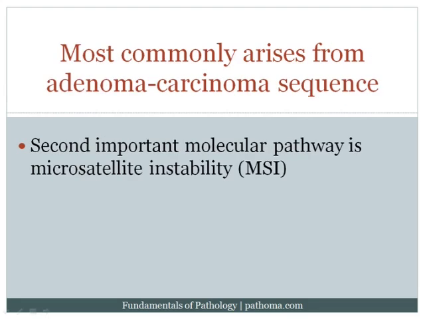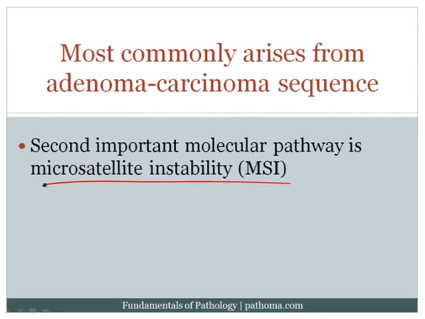Now, when you think about the molecular mechanism by which colorectal carcinoma can arise, there's really two major molecular pathways. The first molecular pathway is the adenoma-carcinoma sequence, and we discussed the adenoma-carcinoma sequence in extensive detail in the prior lecture. However, this is the most common pathway by which colorectal carcinoma would arise, and it probably represents about 80% of colorectal carcinoma. There's a second important molecular pathway, and that's the microsatellite instability pathway.